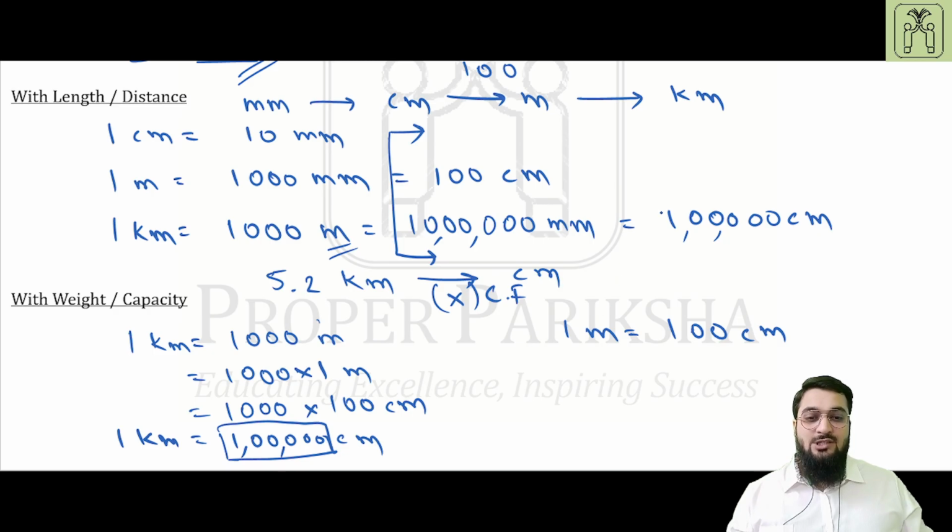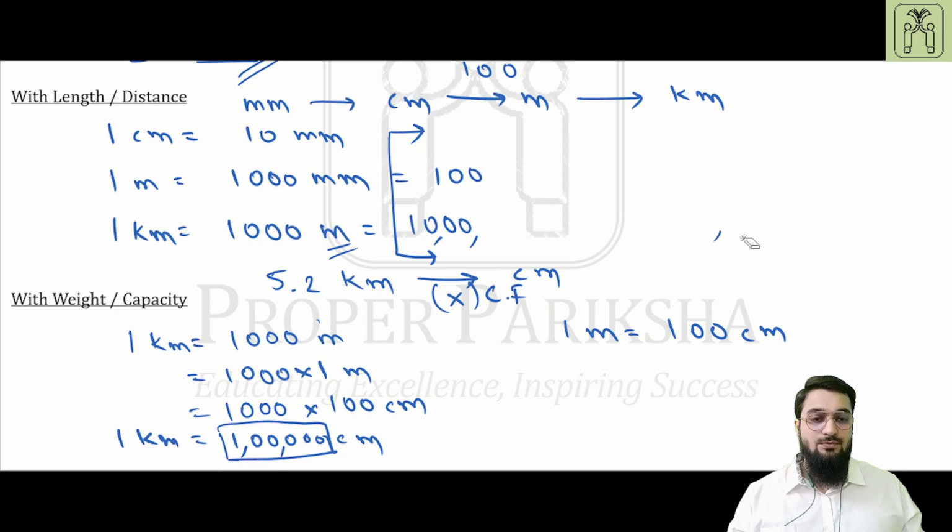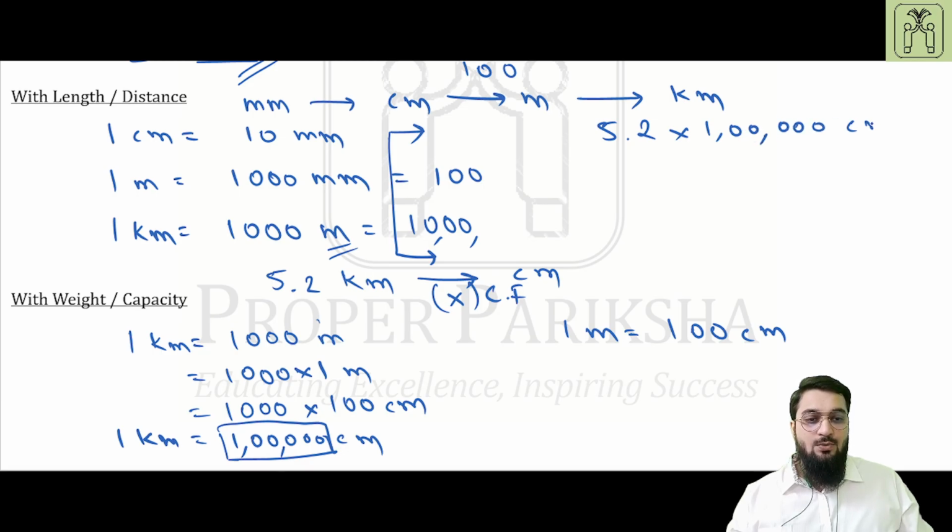Now coming to the next part, that is converting 5.2 kilometer into centimeter. So 5.2 will be directly multiplied by the conversion factor, that is 1 lakh, and that will be the answer into centimeters, and this is 5.2.